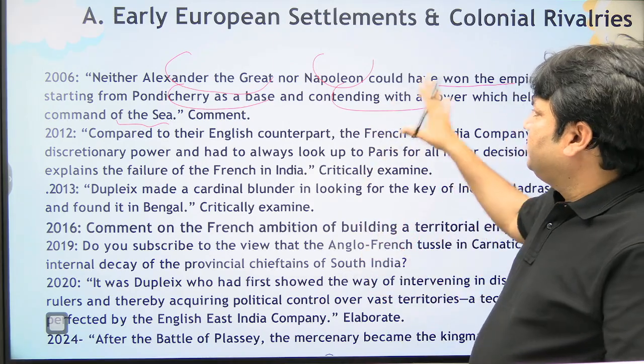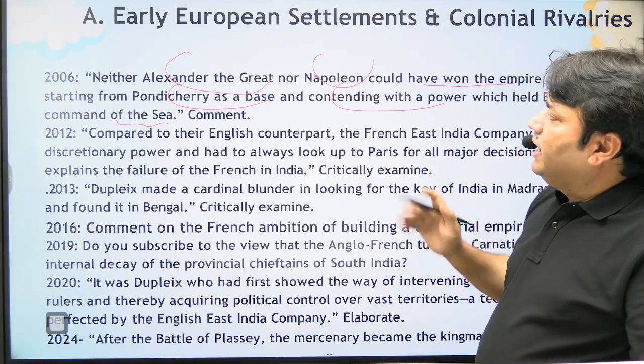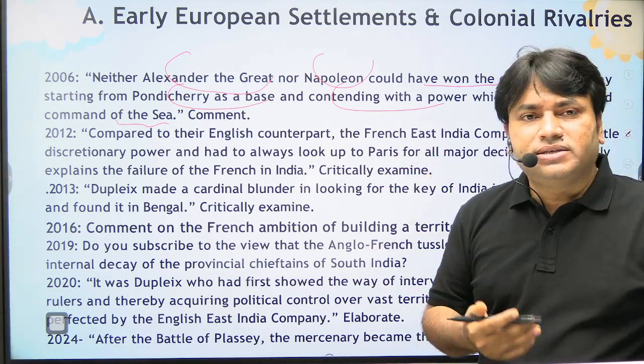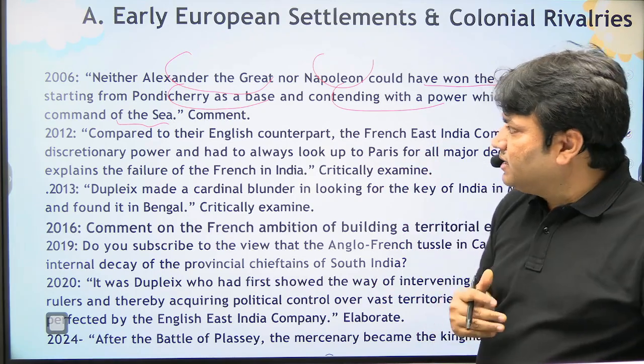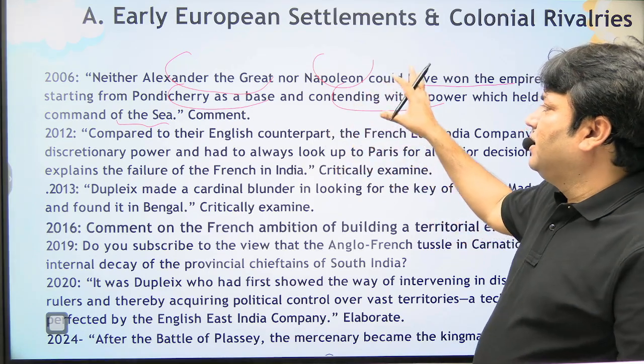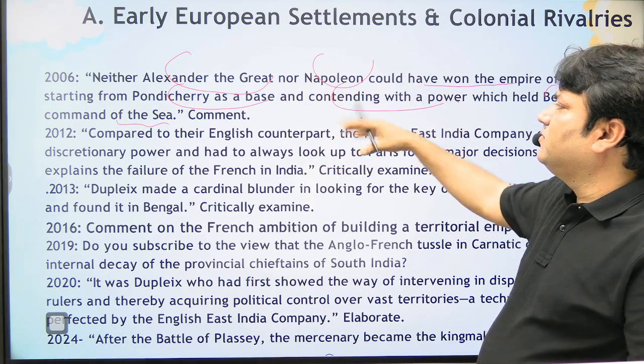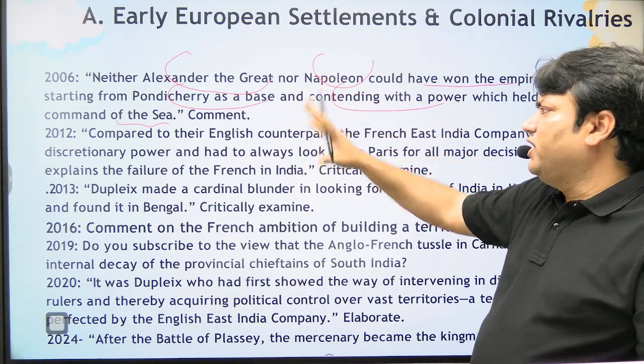So this theme is related to that B part also, and this theme is interdisciplinary in nature, that when we are writing answer, there are some references of Alexander and Napoleon, plus there are other themes like a strategic importance of Bengal, Pondicherry. This we need to discuss.